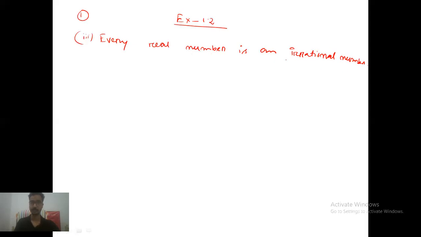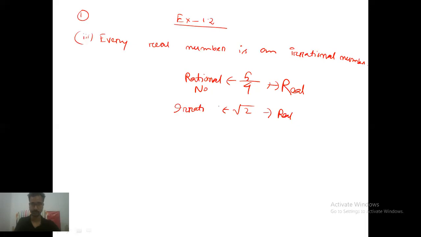So every irrational number is a real number, but every real number is not an irrational number. So why is it false? Because a rational number can also be a real number. Suppose 5/4 is a real number, and root over 2 is also a real number. But 5/4 is a rational number, and root over 2 is an irrational number. Here a real number can be rational also, irrational also. So it will be wrong.